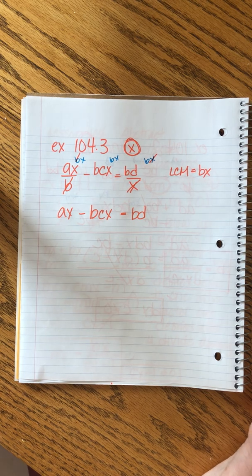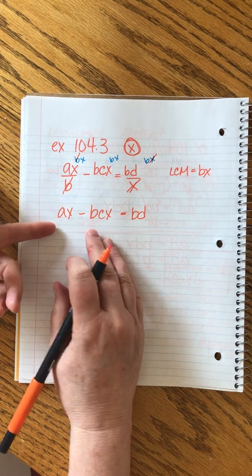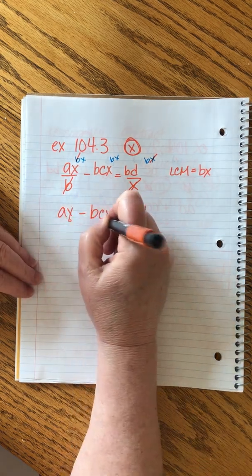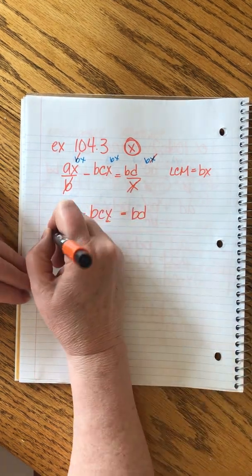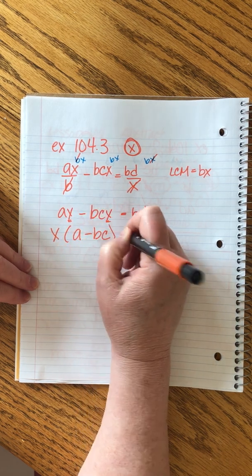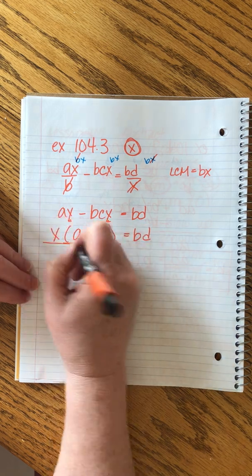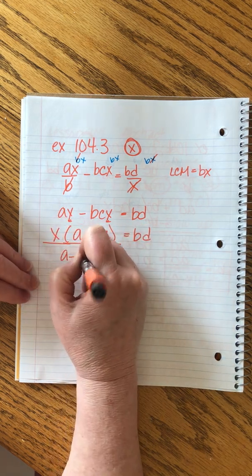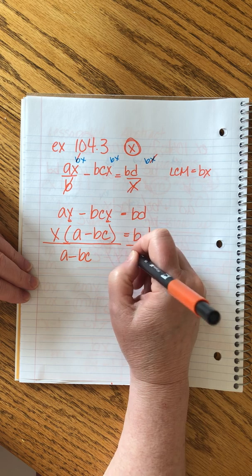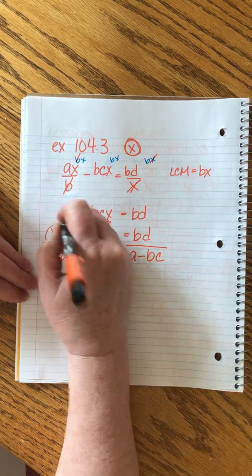Now we want to get all the terms with an x on one side. And look, they already are. That worked out well, right? So now we factor out the x, a minus bc. The other side doesn't change. And then we divide away the part we don't want. That cancels. There's our x.